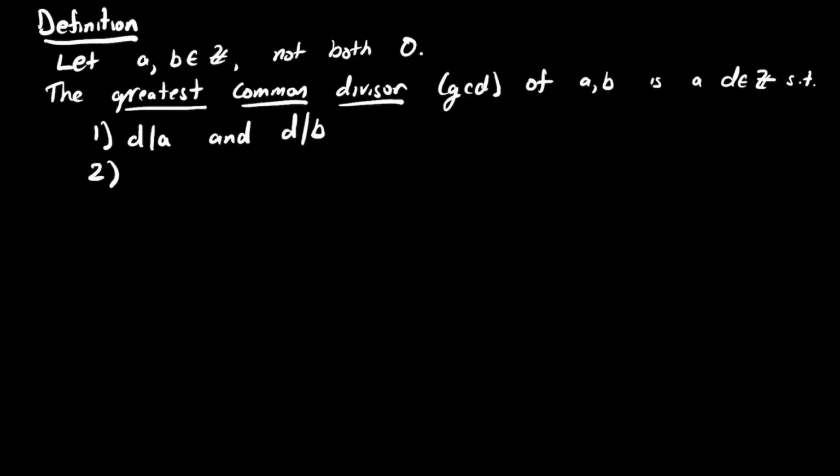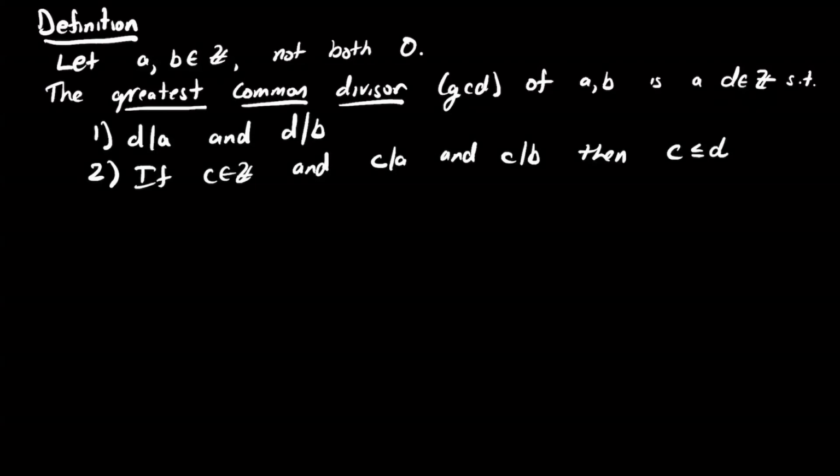And we want to capture the word greatest in here. So let's think about how to do this. We'll say if c is an integer and c divides a and c divides b, then we must have that c is less than or equal to d. So this is capturing the condition that d is larger than every other common divisor of a and b. A common divisor is a number that divides both a and b. So c is an example of a number that divides both a and b, and we're saying that d has to always be greater than or equal to c.